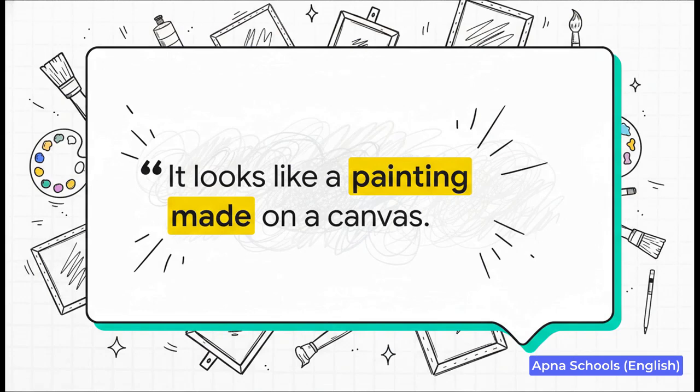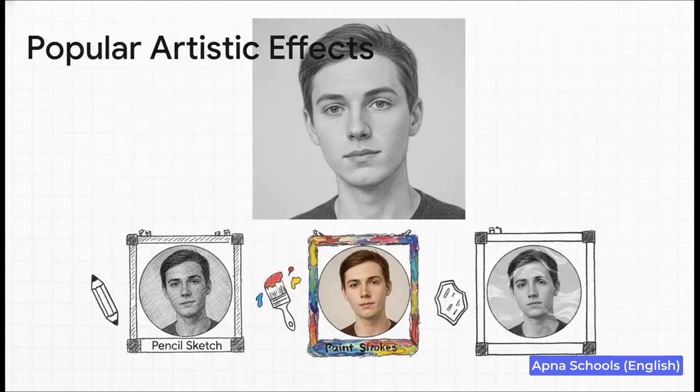But what if you want to get really creative? Well, the Artistic Effects menu takes things to a whole other level. I mean, as one person put it, you can make your photo look like a painting made on a canvas. This is where you really get to turn your photos into pieces of art. And there are so many cool effects to choose from. With just one click, you can make your photo look like a pencil sketch, an oil painting, or even like you're looking at it through frosted glass. These filters are just an incredibly quick way to add a unique style to your documents.